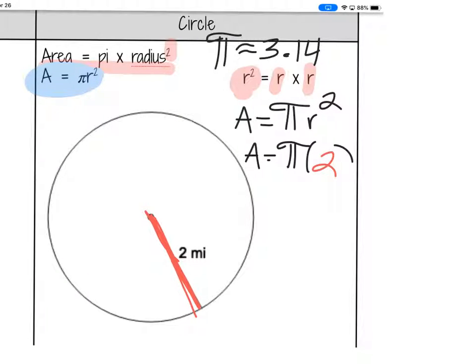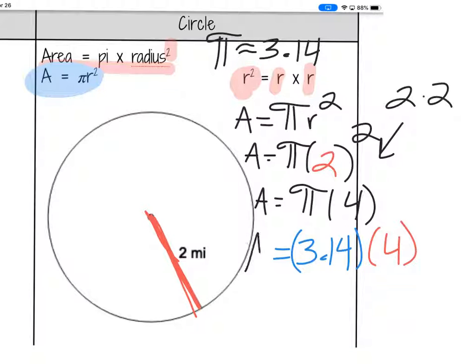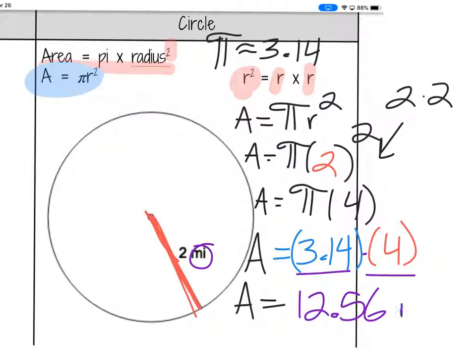times 2 squared. 2 squared is 2 times 2. So my area is pi times 2 times 2 is 4. Pi times 4. Gonna fill in what I know for pi. Just 3.14 times my radius squared of 4. So I get that 3.14 times 4 is 12.56. My unit is miles squared.